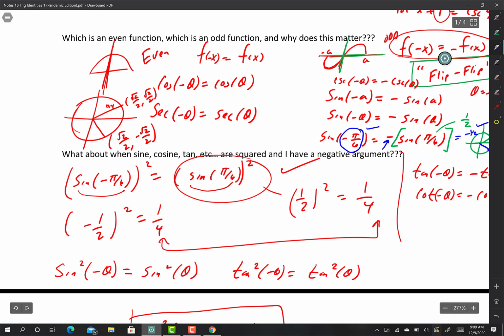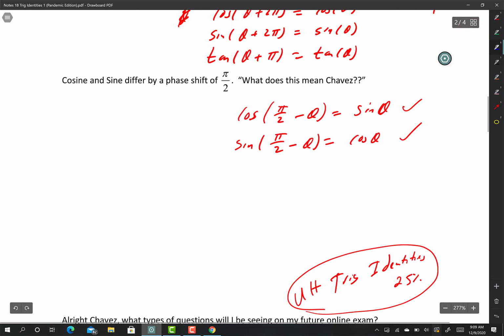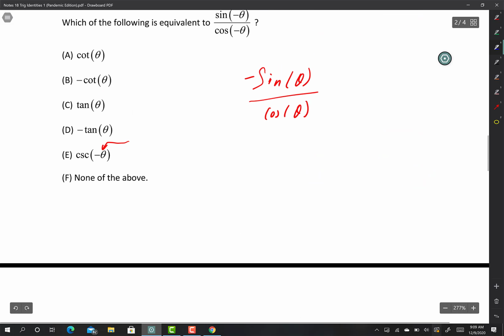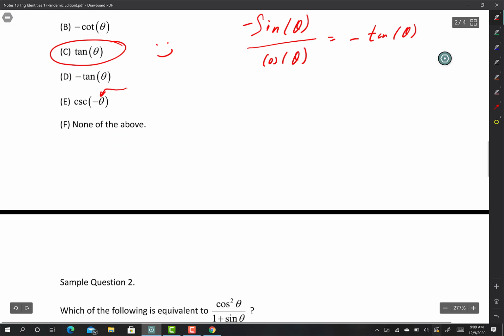So I'm talking about this specifically. Cosine negative theta is just cosine theta. And then I'm talking about this specifically. Sine of negative theta is just negative sine theta. So that's what I did. And now notice I have sine over cosine. Well, sine over cosine is just tangent, guys. So negative tan theta. And I look for that. And there it is. All right, guys, let's go to the next one.